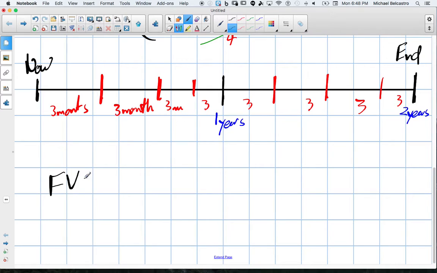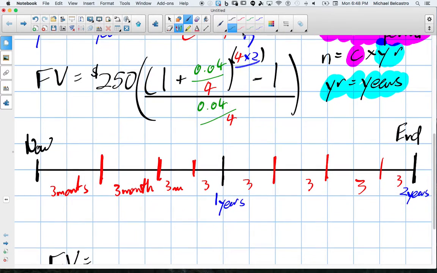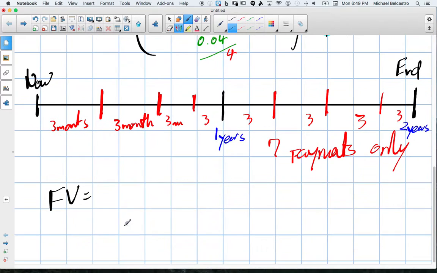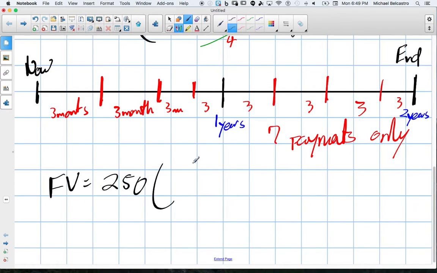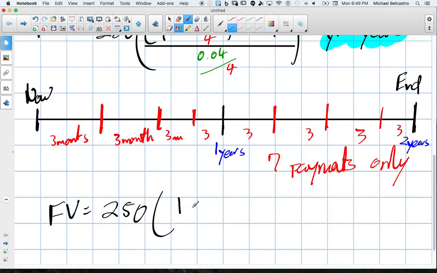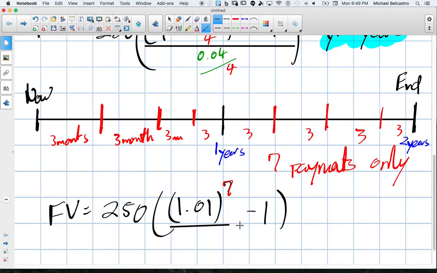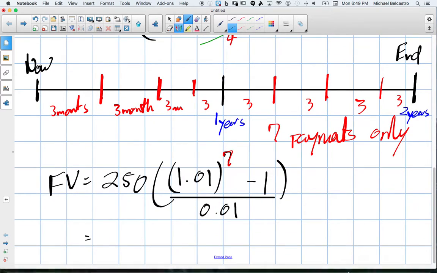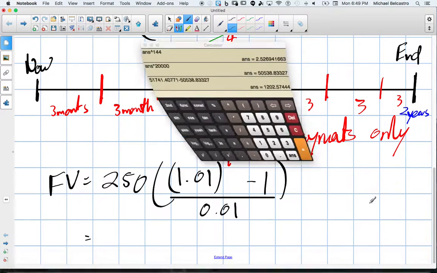Our FV is equal to, I'm going to write down here so we know, 7 payments, is equal to 250 multiplied by all of the rest here. So the rest of this is 1.01 to the power of 7. Instead of 8, we're writing the value of 7. That's going to be subtracted by 1. And all of that's going to be divided by 0.01. That's what that equates to. This part's not so bad in the calculator. We should be able to do this relatively easy.